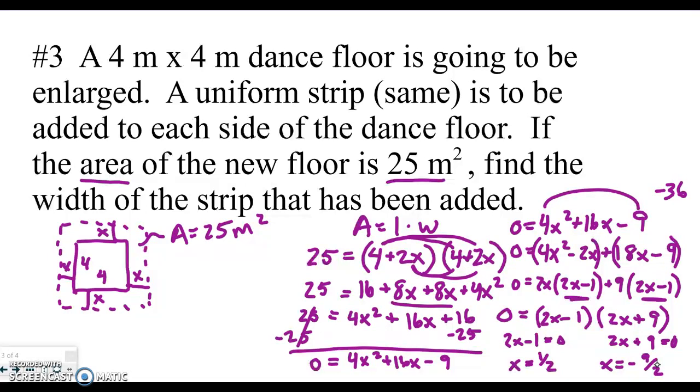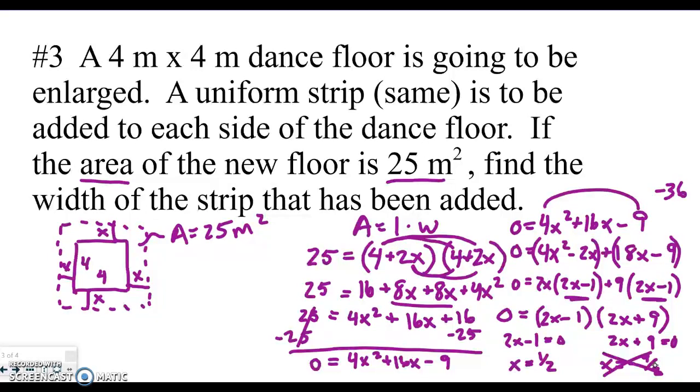One of them makes absolutely no sense at all. I'm sure you can figure out which one that is. That would be this one, because I cannot have a negative dimension. I cannot add a negative width to that dance floor. In that case, I would be subtracting a width. It's not what they're telling me I'm doing.